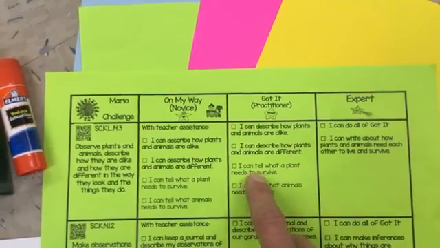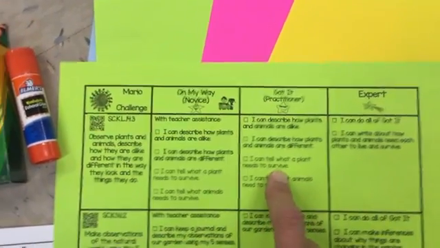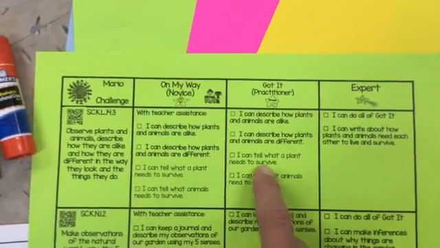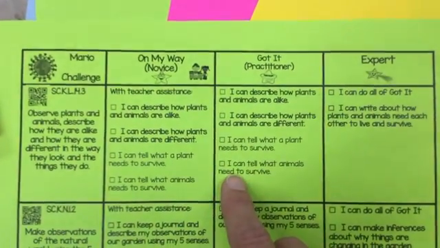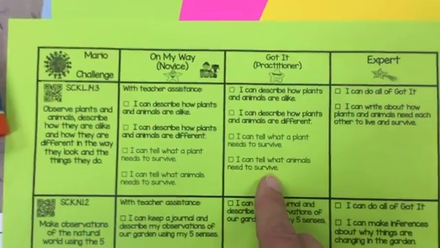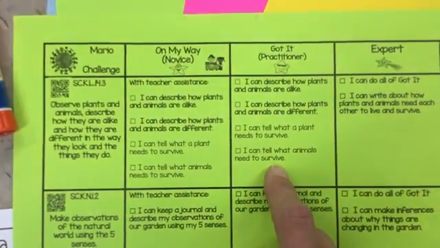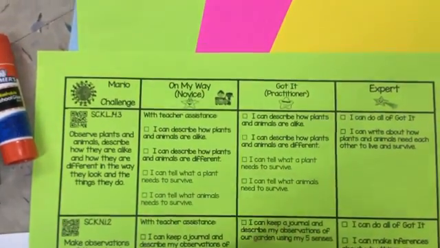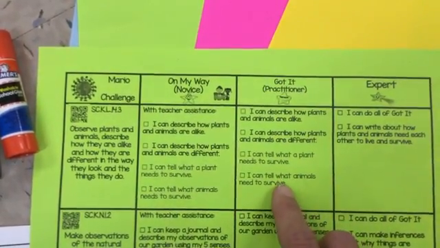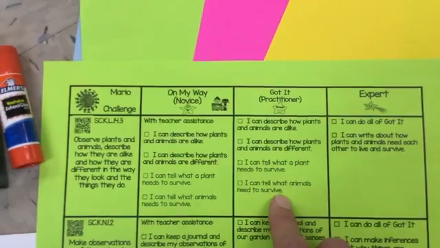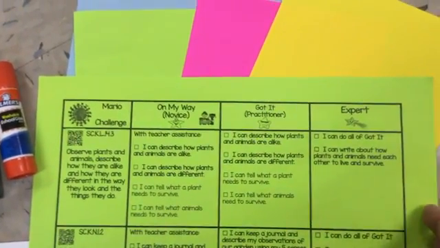The next box says, I can tell what a plant needs to survive. If you're able to identify what a plant needs to survive, you can check that box if you haven't already. And down here it says, I can tell what animals need to survive. You'll have to think back to when we were talking about animals and pull that information out from that. We're not going to be working on the animal part right now. Now, let's go ahead and get started.